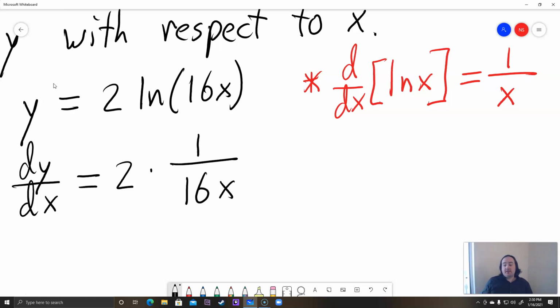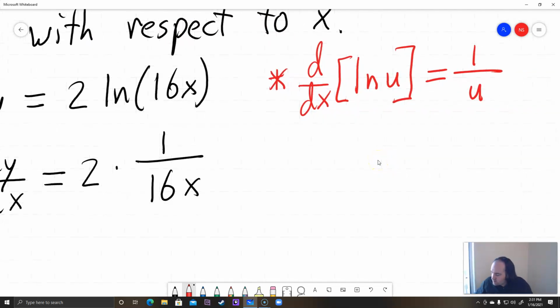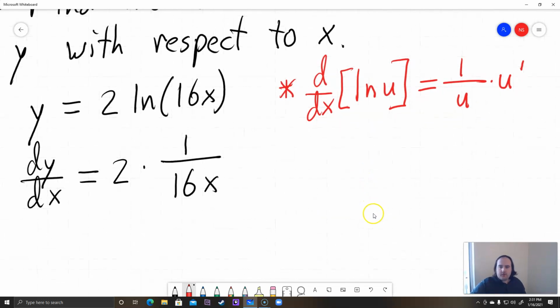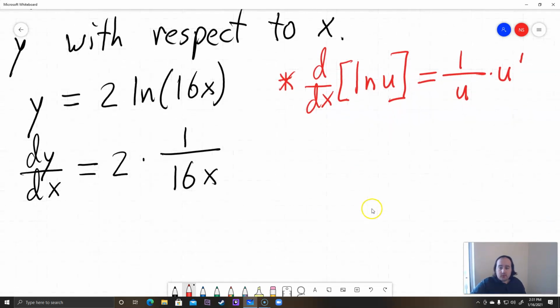Another way of thinking of this is with the chain rule. Instead of thinking of it as ln of x, we can think of it as ln of u, where u is a function of x. That's going to give us 1 over u, but then we have to use the chain rule, so it's going to be 1 over u times u prime, so 1 over u times the derivative of u. Hopefully you remember the chain rule from Calculus 1.